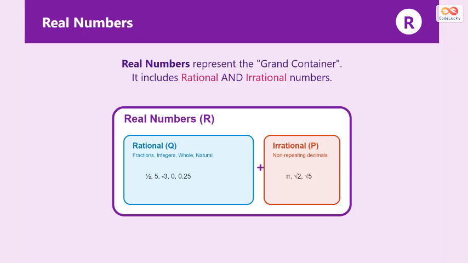When we combine both rational and irrational numbers, we get the set of real numbers, denoted by R. Real numbers represent any value along the continuous number line. Whether it is a whole number, a fraction, or a complex irrational number like pi, if it exists on the number line, it is a real number.